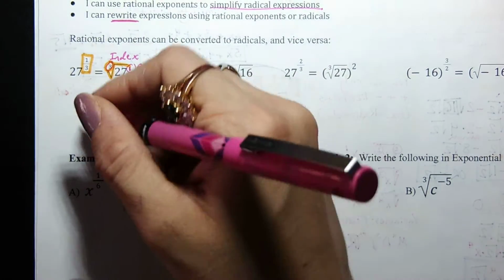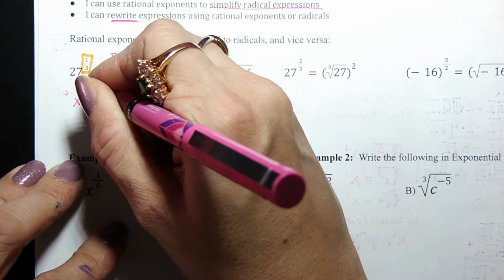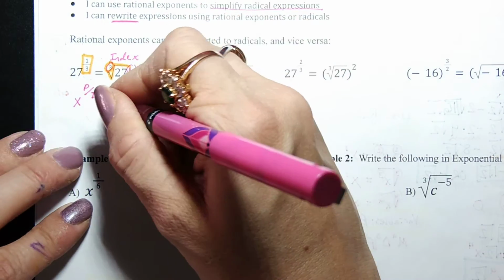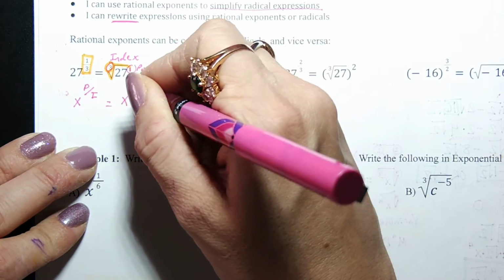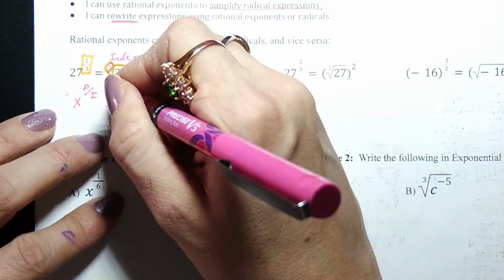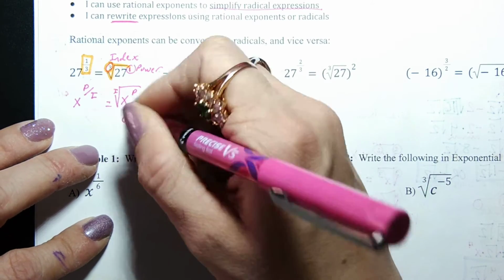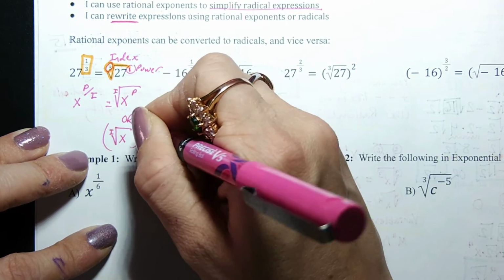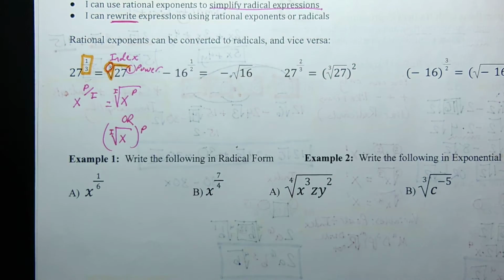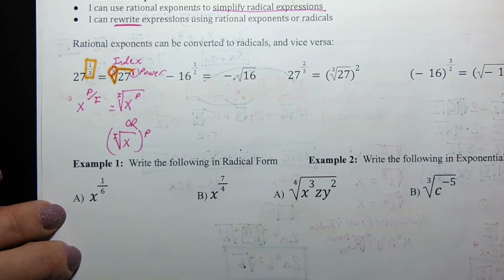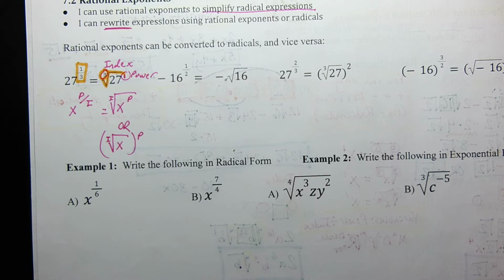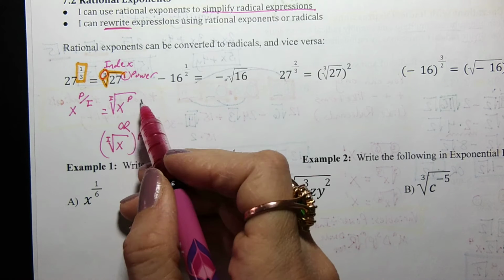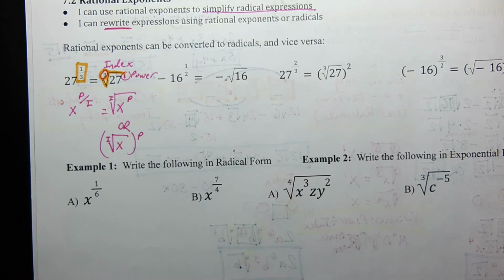So x to the power divided by index is equal to x to the power, and the index, or the index of x raised to a power. What's interesting about this is I can have that power of p inside the radical or outside the radical and get the exact same answer.